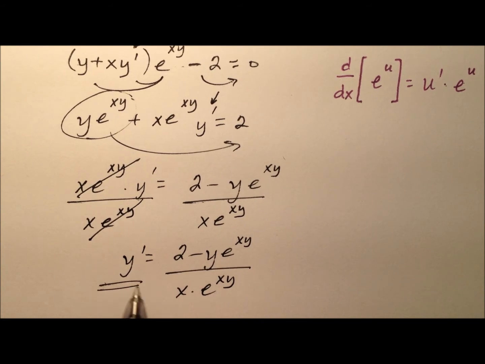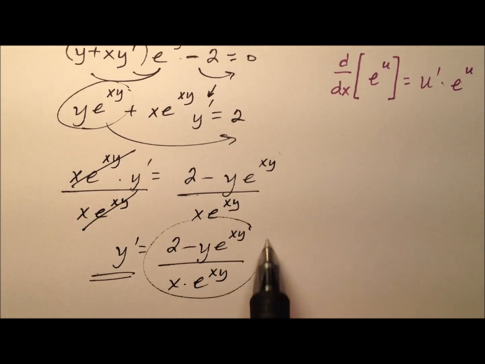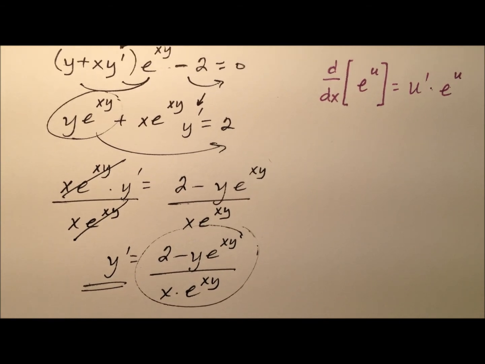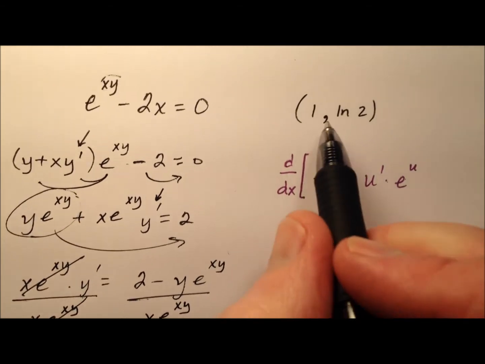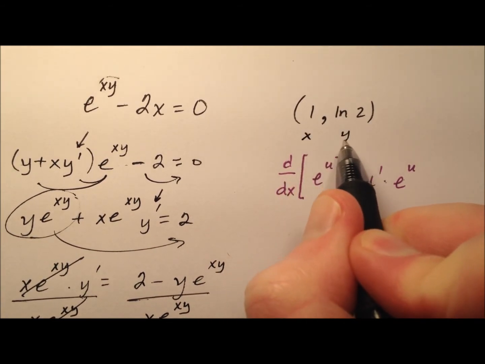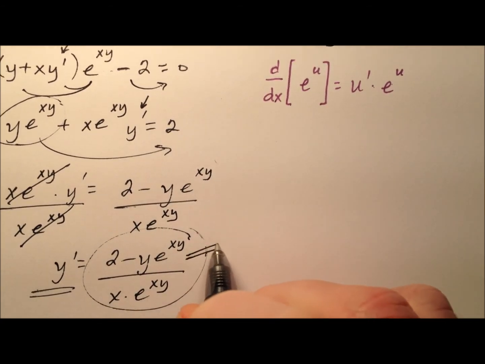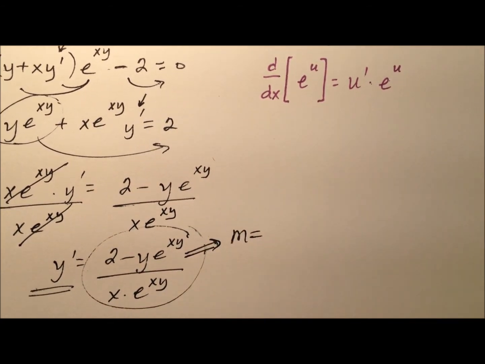Okay, so y prime is all by itself, so I know this expression on the right side is going to give me my slope that I need to write a tangent line equation. And the ordered pair I'm going to plug in is (1, ln 2), so the 1 is my x, the ln 2 is my y. Let's plug that in and see what my slope is going to be.